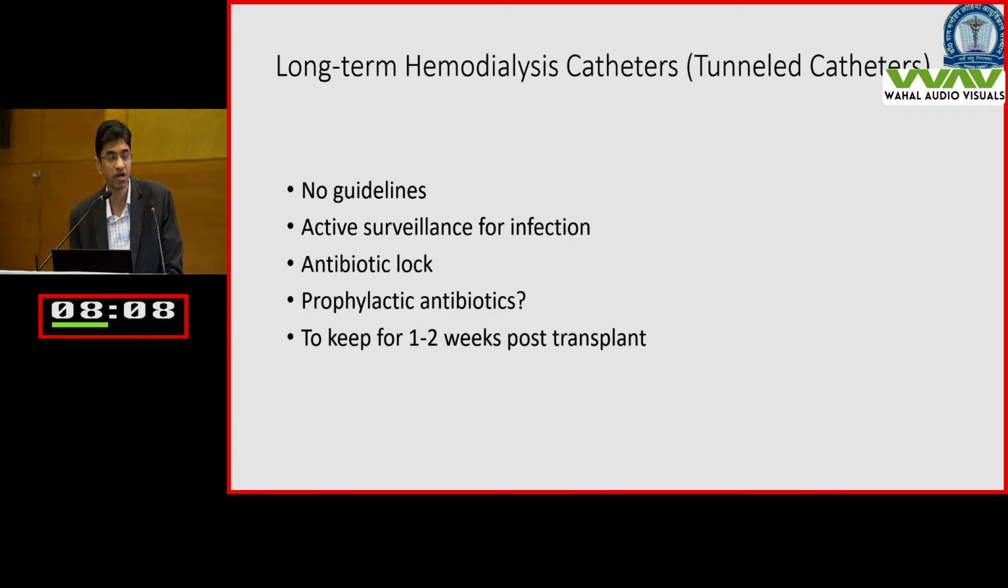You can do a blood culture maybe 2 weeks prior to taking a patient for a transplant. If you are giving antibiotic locks, it's good enough. They have been shown to reduce the incidence of catheter-related bloodstream infections. So you can continue with antibiotic locks. What about prophylactic antibiotics? There are no guidelines suggesting that use of prophylactic antibiotics helps in reduction of CRBSI in the transplant period. So the best option is not to use prophylactic antibiotics, because unnecessarily you may be selecting resistant bacteria.